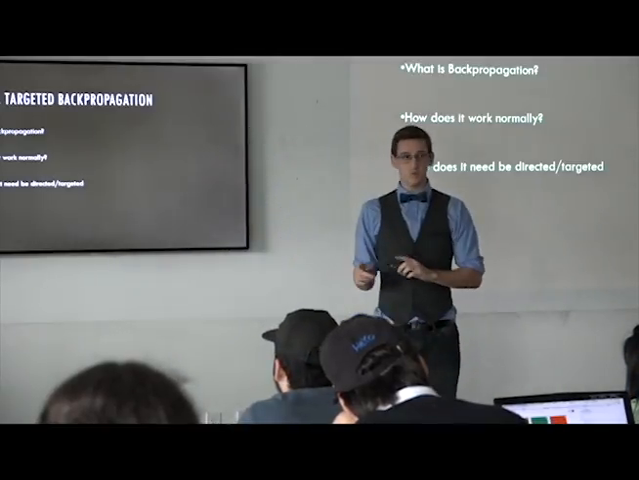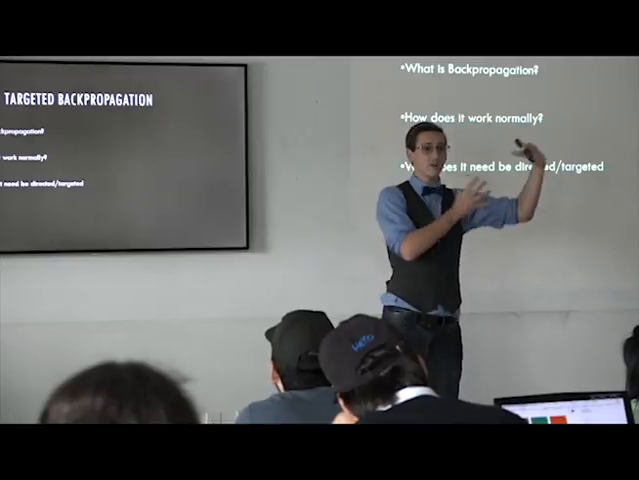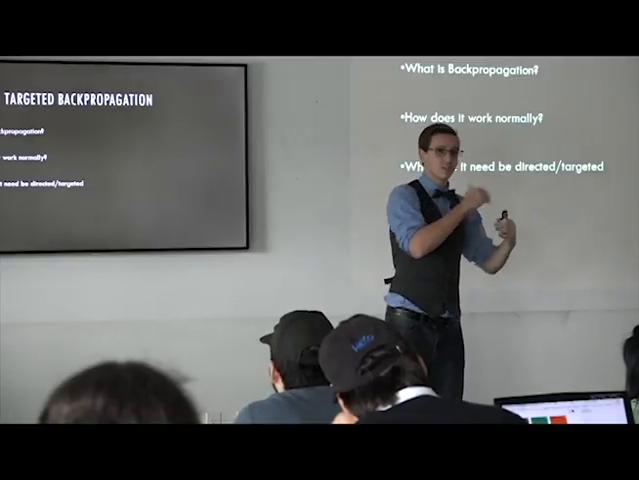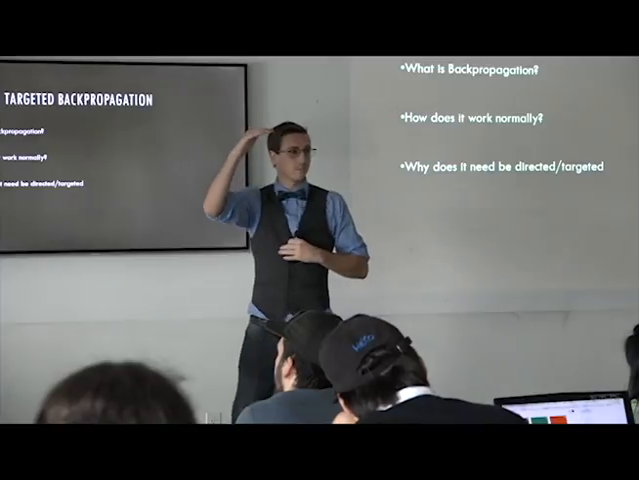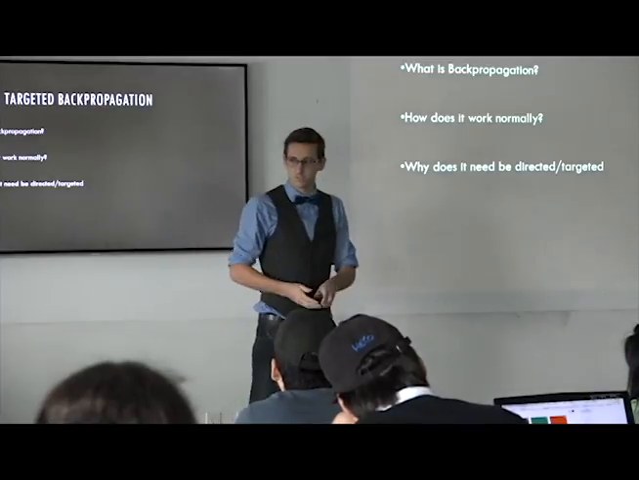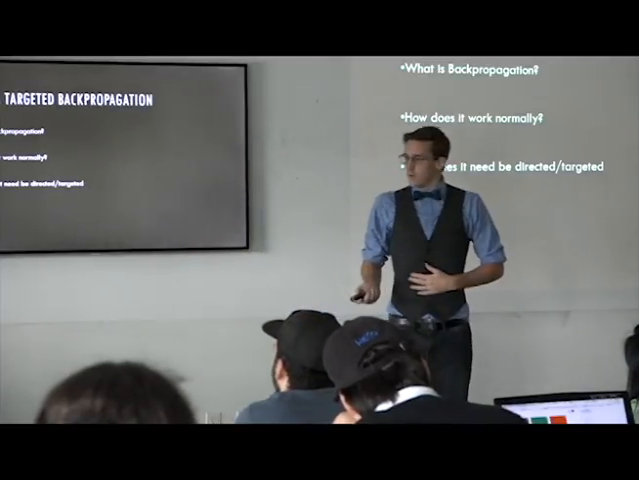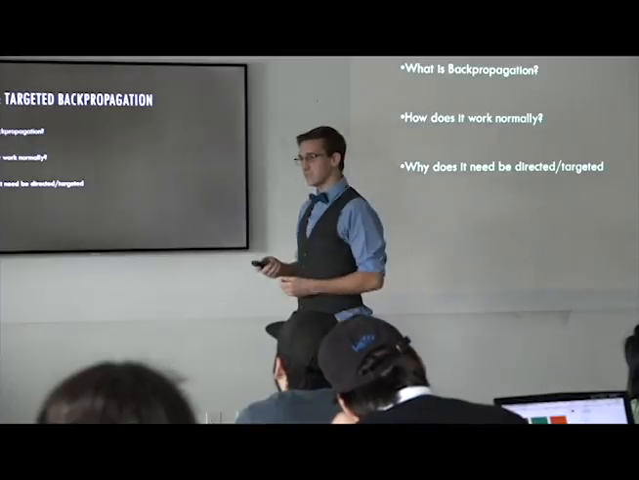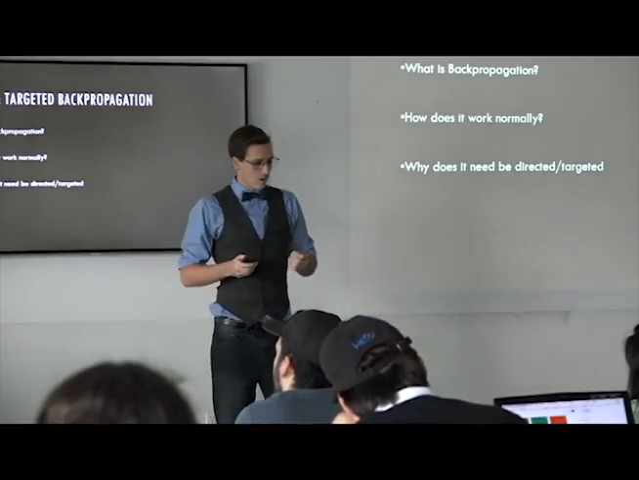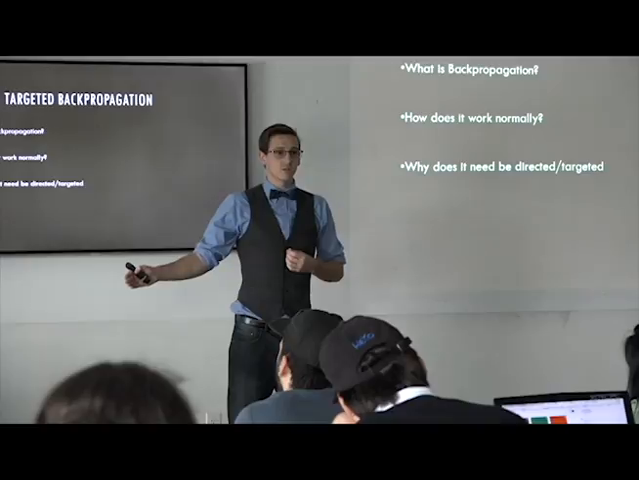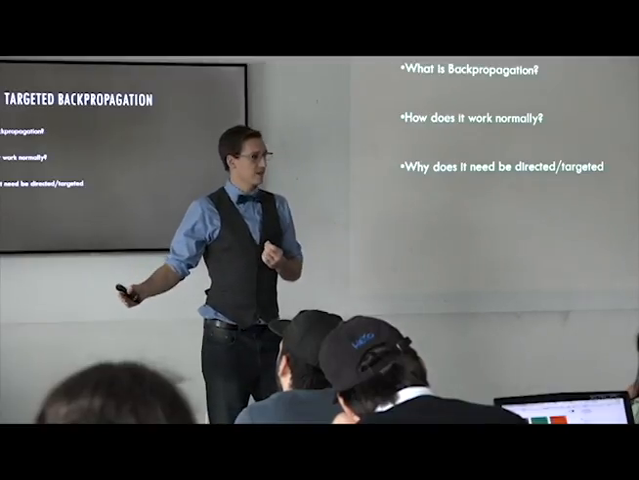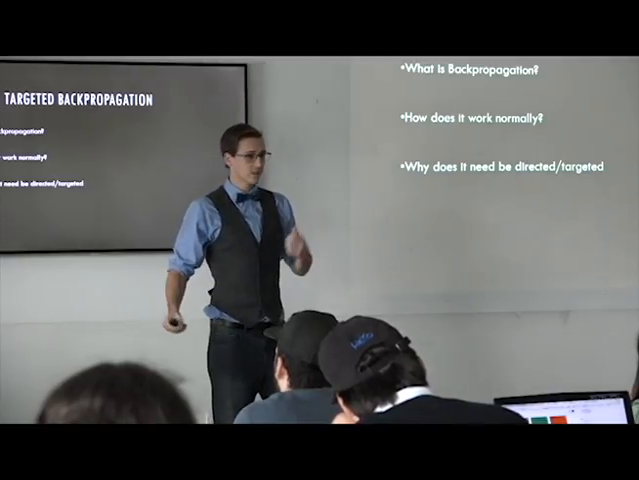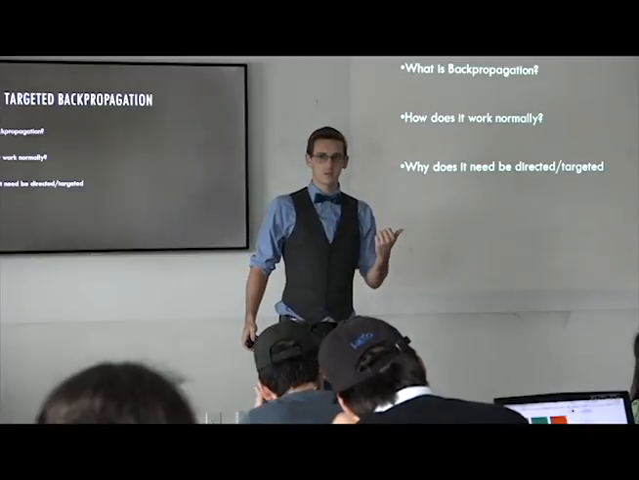Targeted backpropagation, what it does is it goes to the separate network and can actually access it, not just going through the whole system, which is traditional backpropagation. And the reason why it needs to be directed and targeted is, if one network already works, why are we going to readjust all the values in that just for the second network? The second network is the only one that needs it.